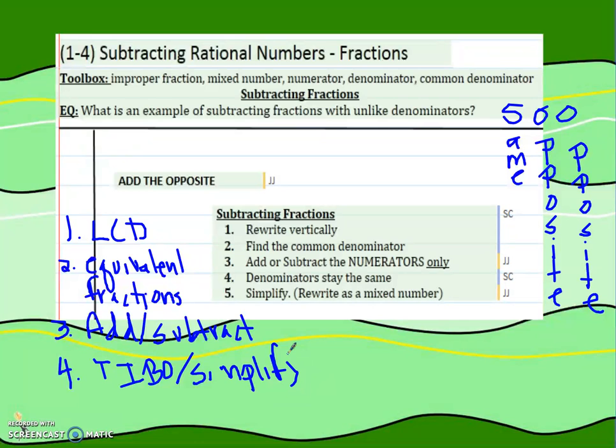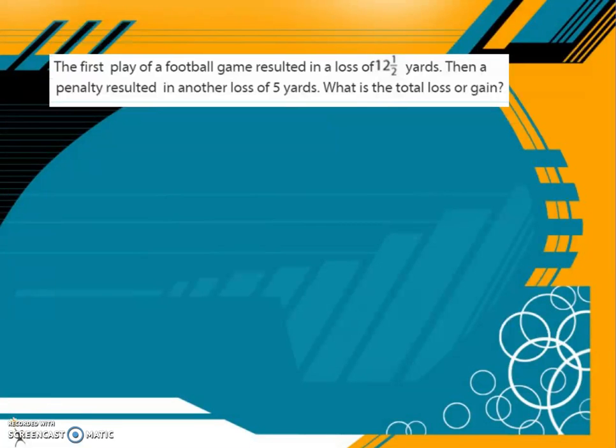Okay, let's take a look at the first example. The first play of a football game resulted in a loss of 12.5 yards. So negative 12.5. Then a penalty resulted in another loss of 5 yards. What is the total loss or gain?